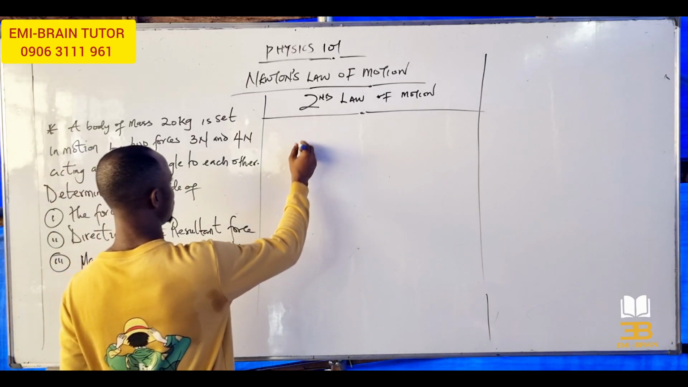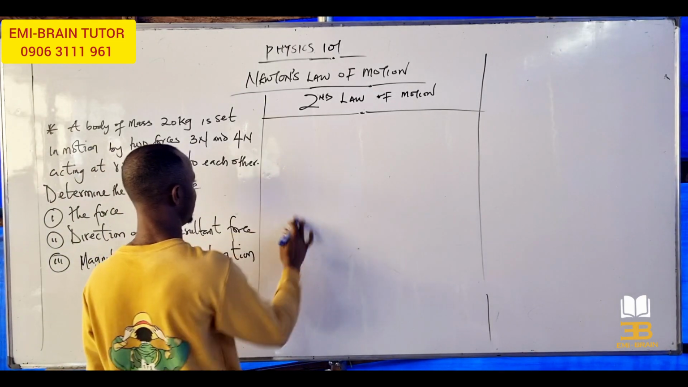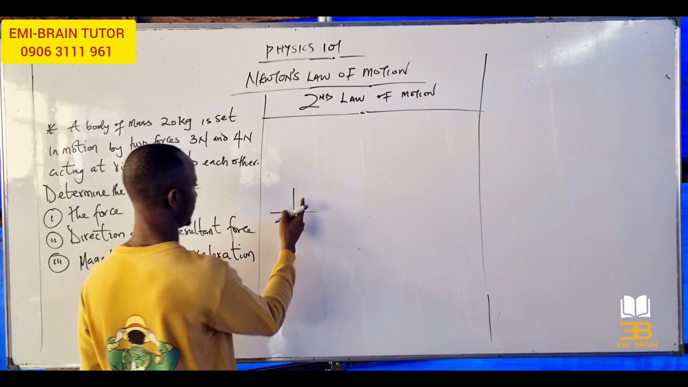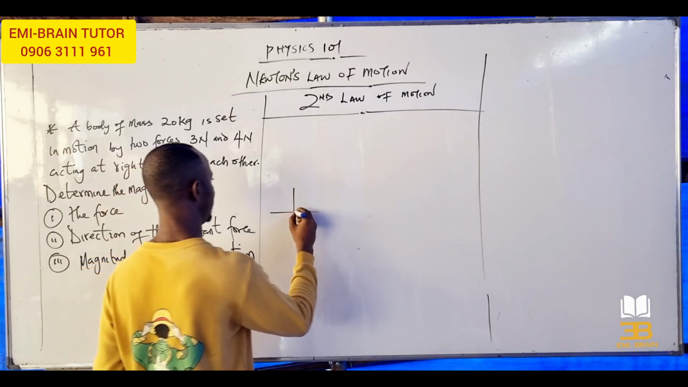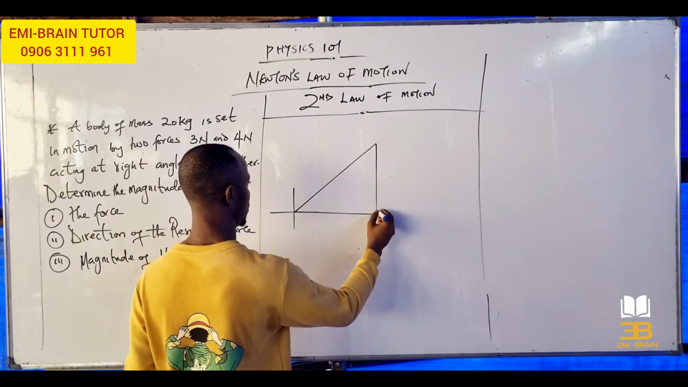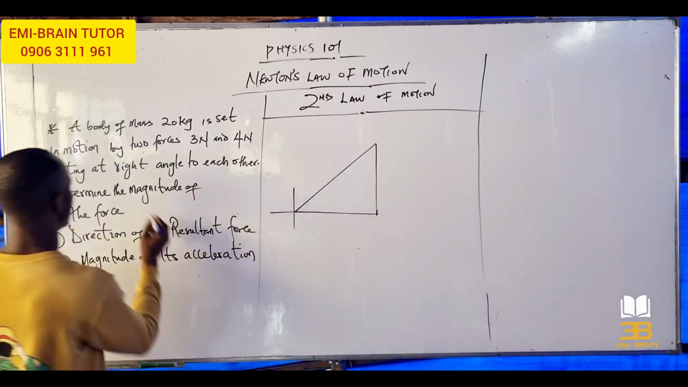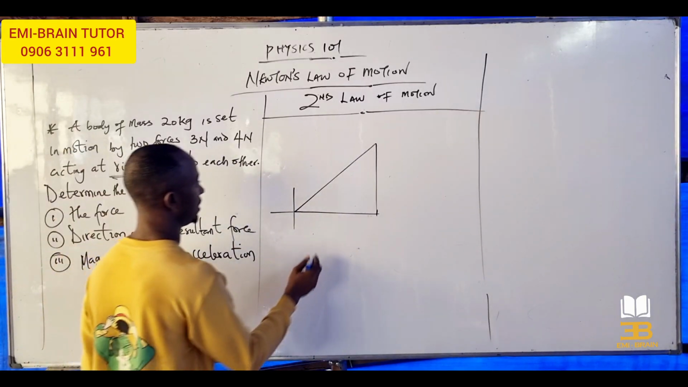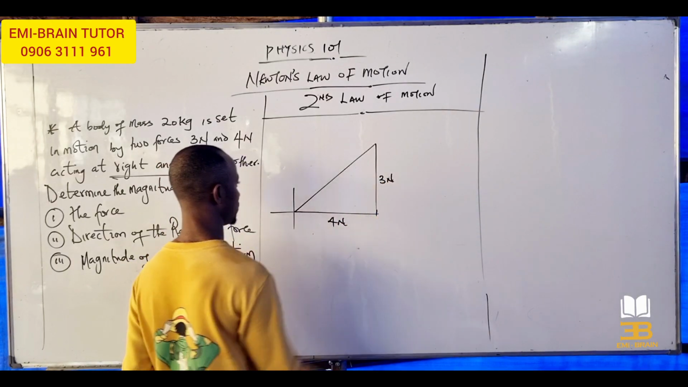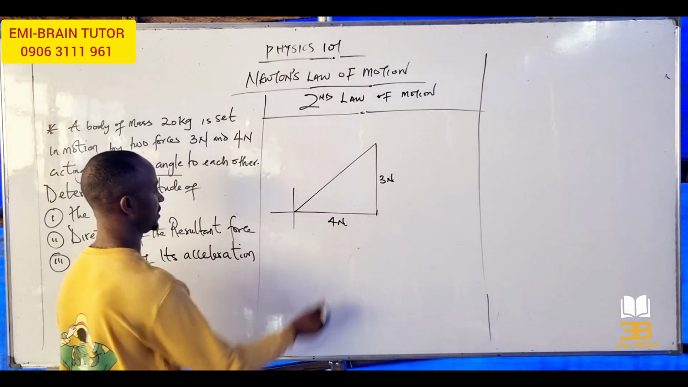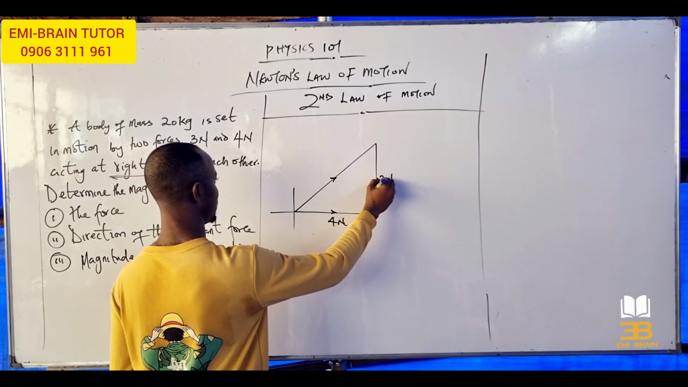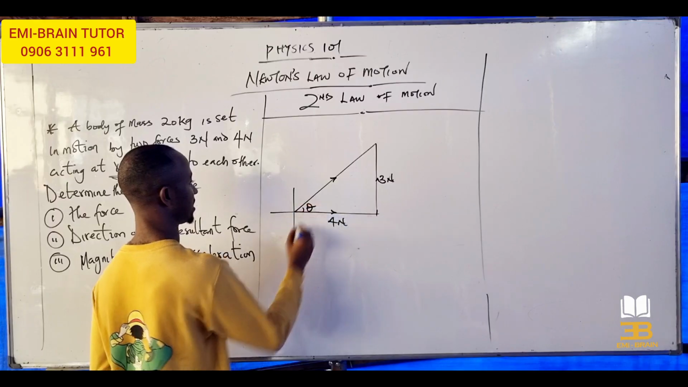So I'm going to assume that the two forces are placed in the first quadrant, right? If I have my quadrant here, the first, second, third, and fourth, I'm going to place the two forces here. We have the first force and we have the second force. We are told that they are both placed at a right angle to each other. So let's take this force to be 4 Newton and this force to be 3 Newton. Then the direction of the force should be this way. We have this and we have this. Then this should be our angle theta, right?